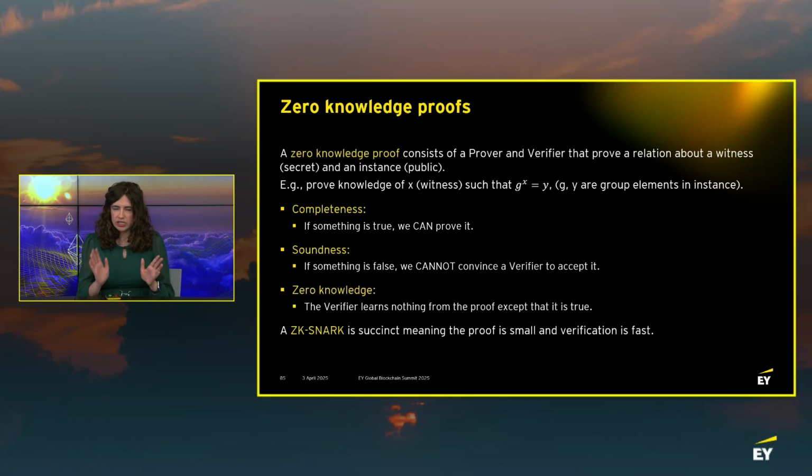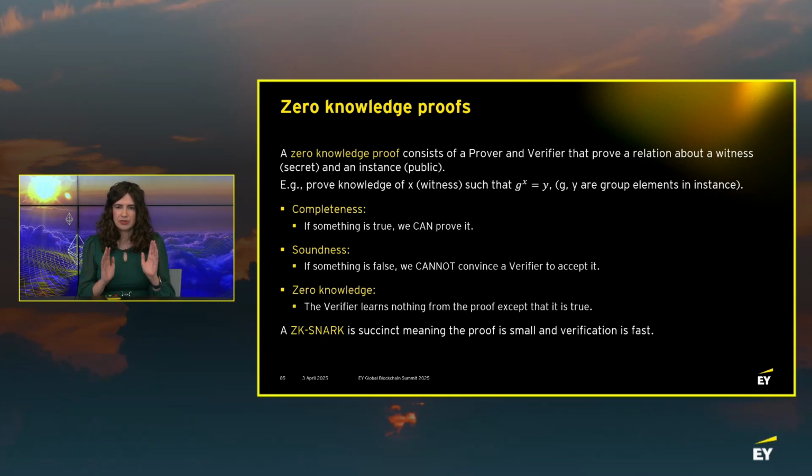Zero-knowledge proofs are a really core part of Starlight. This is how we achieve our privacy. They consist of a prover and a verifier, and the prover can prove a relation to the verifier about something. That something involves something secret, the witness, and something public, the instance. An example of this is, say you want to prove that you know a discrete logarithm, a really common thing in cryptography. The relation would be the equation g^x = y. The witness would be x, and the instance would be g and y, because these are the public elements. The zero-knowledge property ensures that the verifier learns nothing from the proof, except that the relation is true and satisfied.